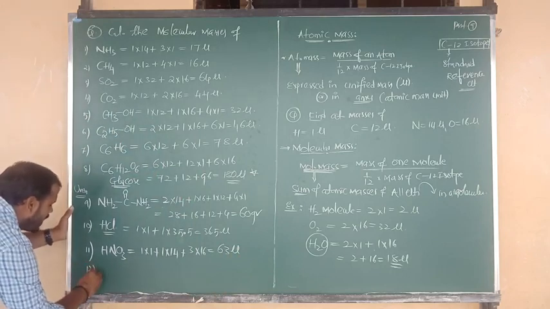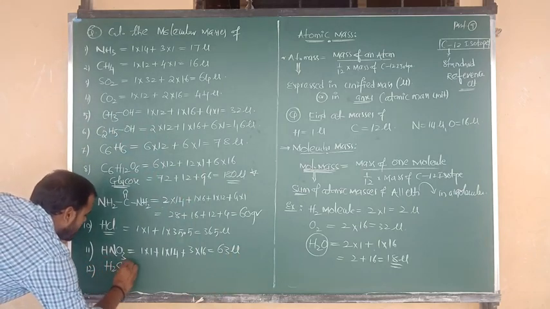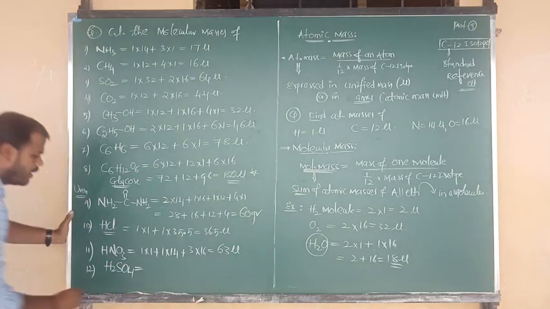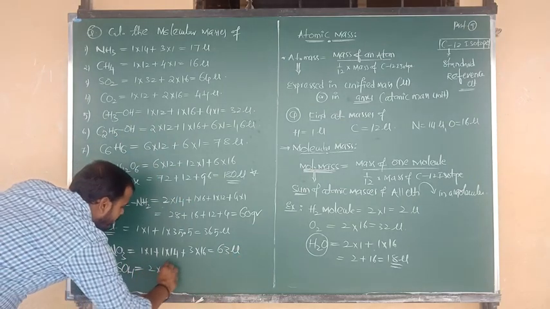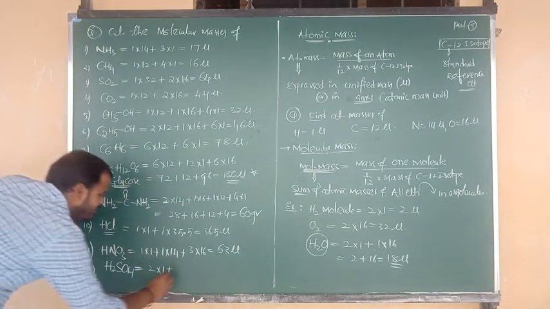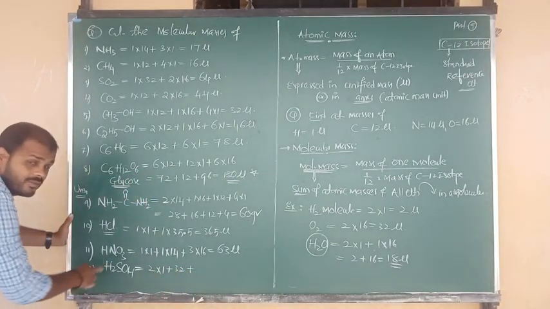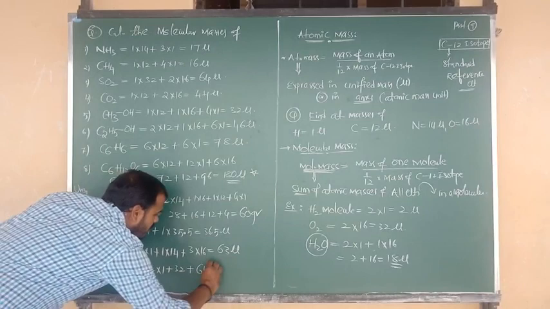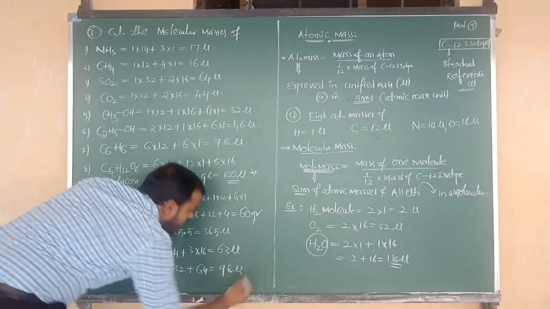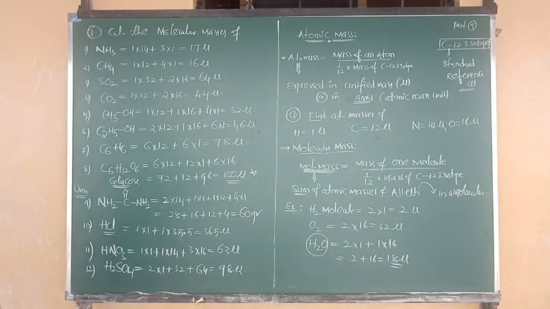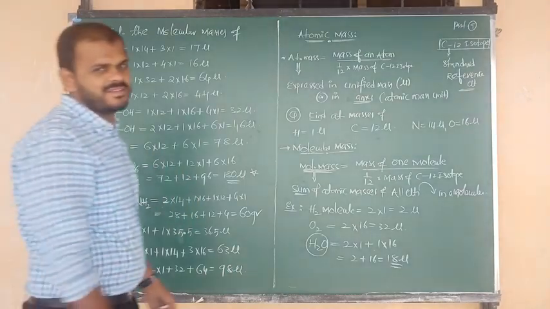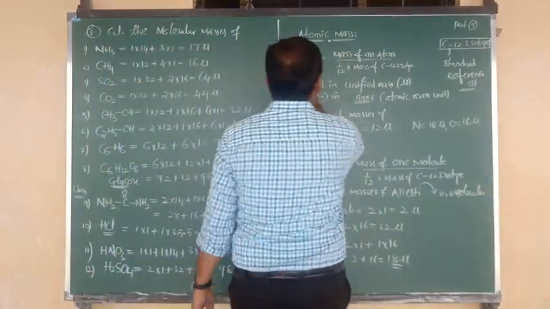Next one I am going to write here, H2SO4, sulfuric acid. Two hydrogens are there, each hydrogen contains 1 mass. One sulfur is there, with mass 32. Four oxygens are there, 4 into 16 is 64. So total is equal to 98 unified mass. And the remaining two to three compounds I am going to finish now.